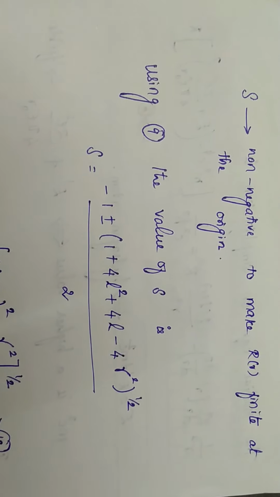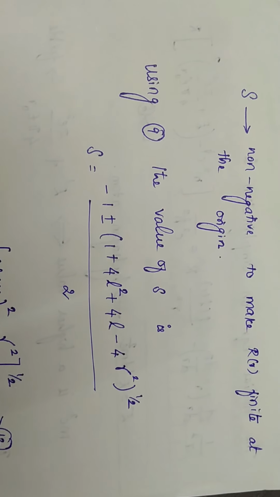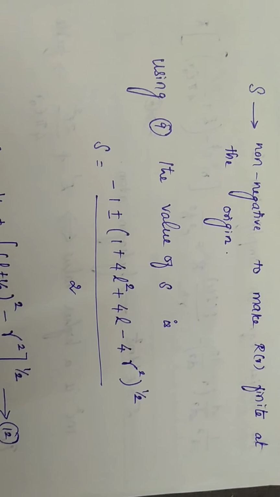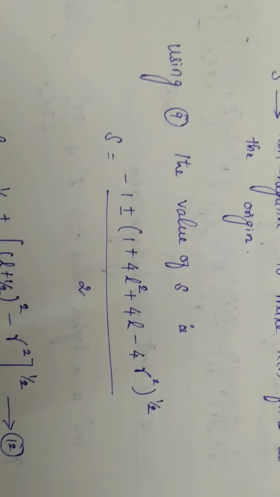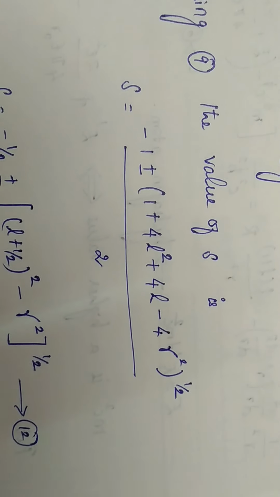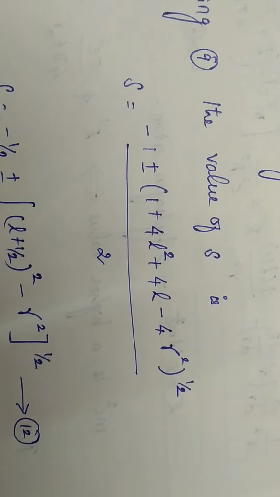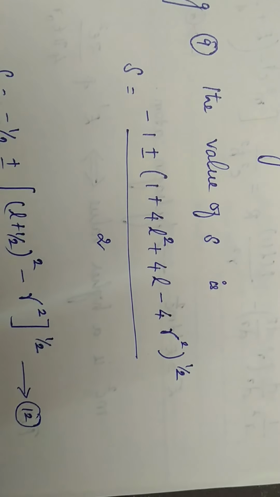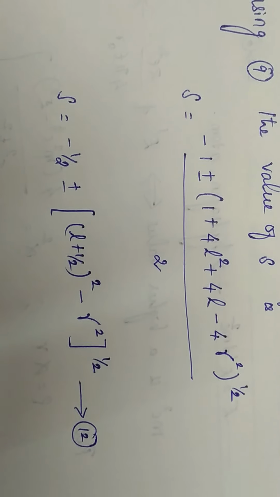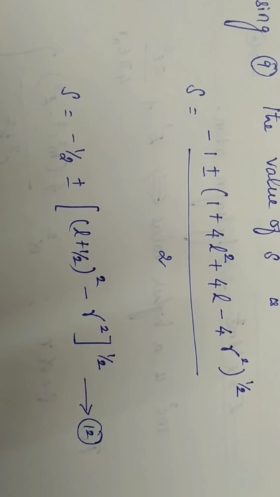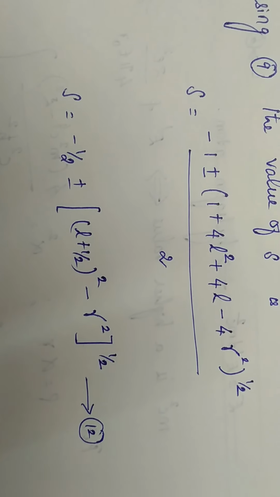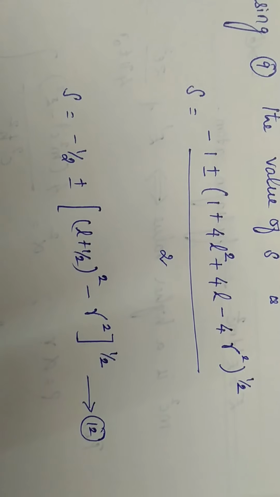So using equation number 9, where instead of l into l plus 1 we have put s into s plus 1, with that equation the value of s can be written like this: s is equal to minus 1 plus or minus 1 plus 4l square minus 4l minus 4 gamma square, the whole raised to half, divided by 2. After simplification, this is the value of s, that is equation number 12. So s depends upon the value of l.